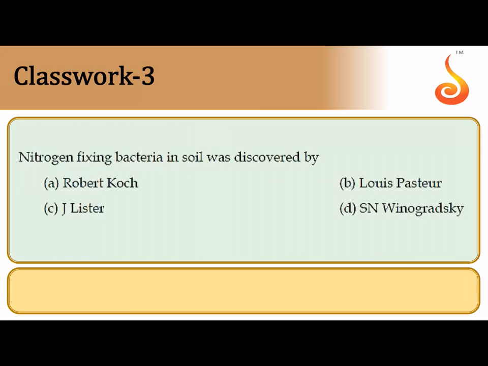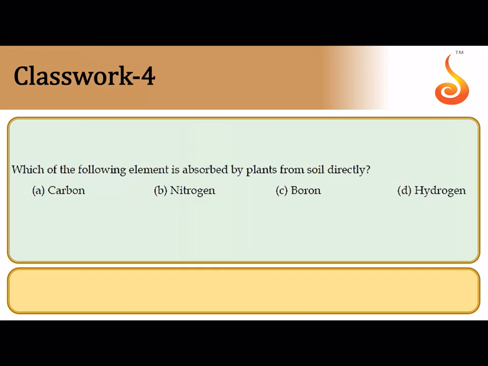Nitrogen fixing bacteria in the soil was first discovered by a scientist called S.N. Winogradsky. So this is just a factual question. Which of the following elements is absorbed by the plants directly? In the form of ions, plants directly absorb boron. Okay, in the form of borate ions, BO3 3 minus or B4O7 2 minus.